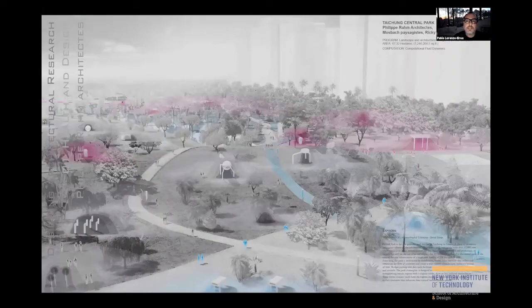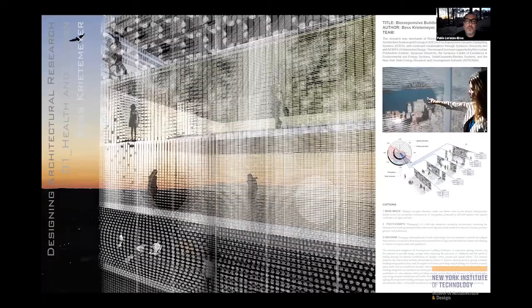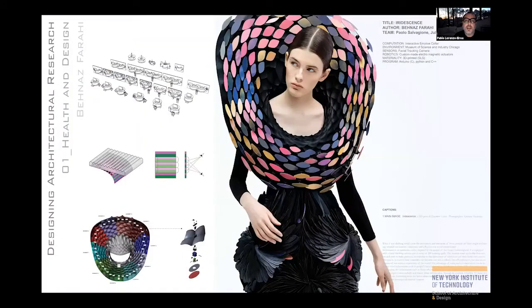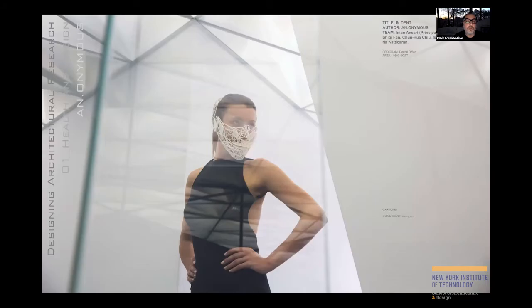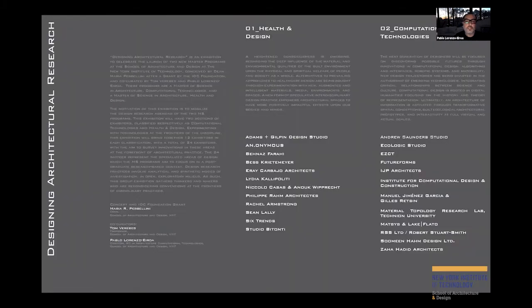This event celebrates the launching of two new Masters of Science programs at the School of Architecture and Design: the MS in Architecture Computational Technologies and the MS in Architecture Health and Design. Both programs were conceived by our Dean and Professor Maria Perbellini after an important grant from the IDC and were co-developed by Professor Tom Verebes and myself, who will be working as director of the MS in Architecture Computational Technologies. Both programs are starting in the fall of 2021.